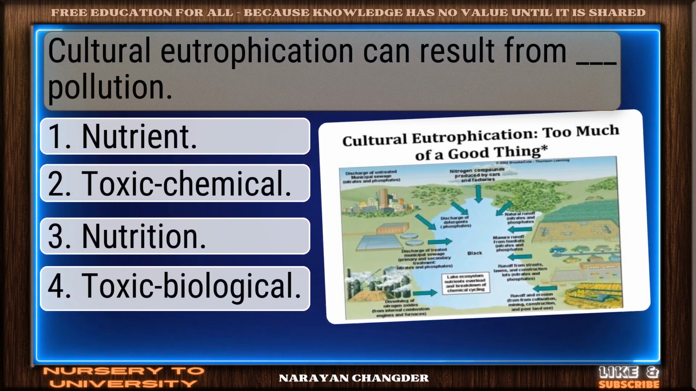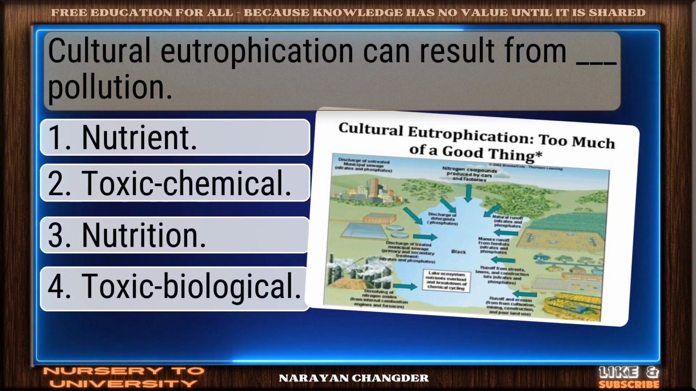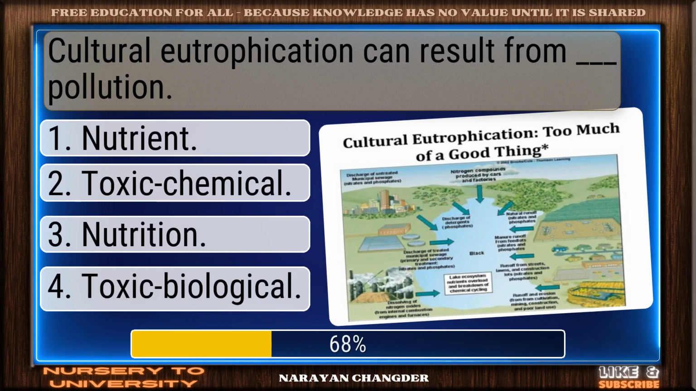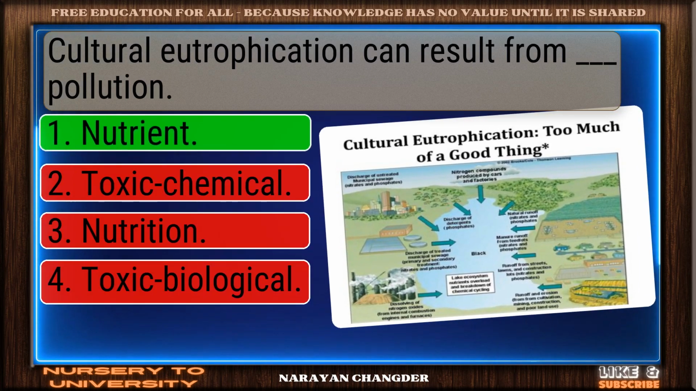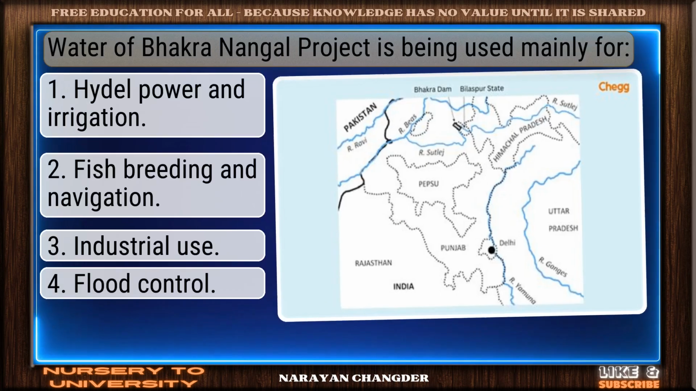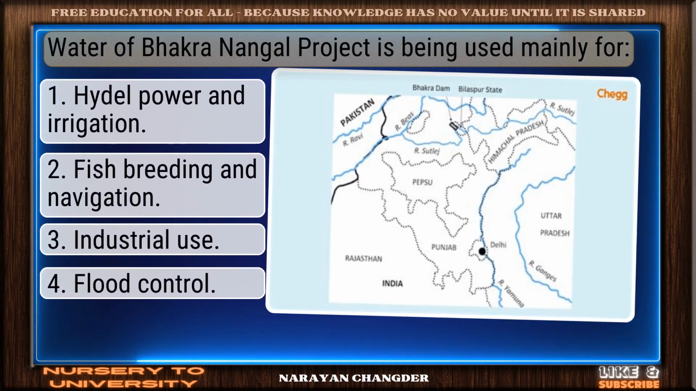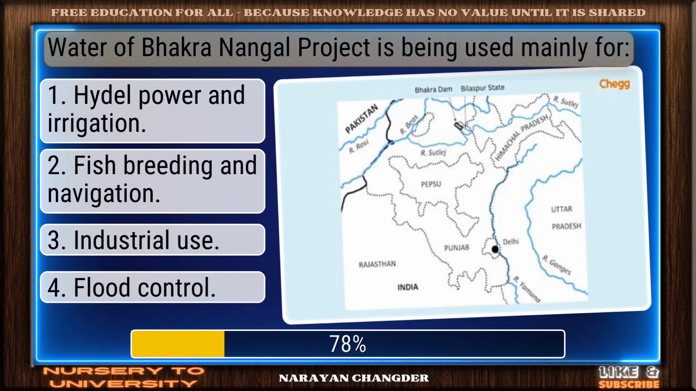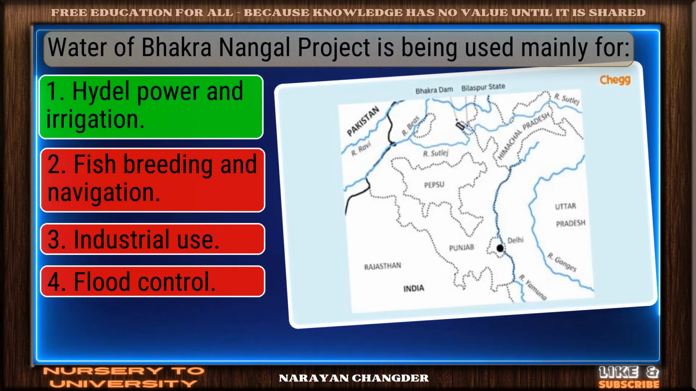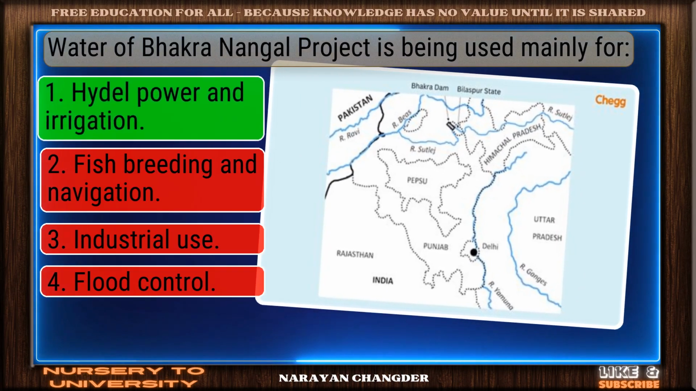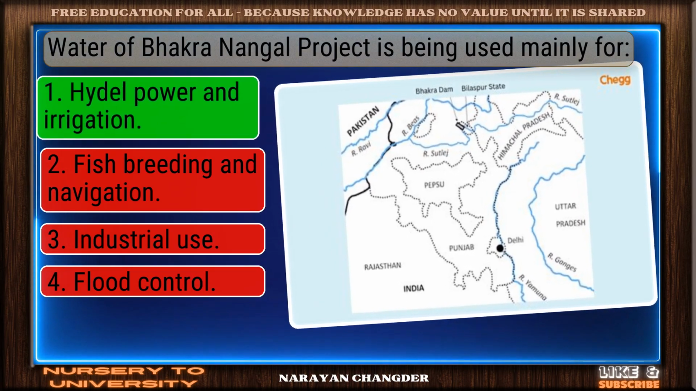Agricultural eutrophication can result from dash pollution. Right choice. Nutrient is best. Water of Bokranangal project is being used mainly for. Nice selection. Hydel power and irrigation is correct.